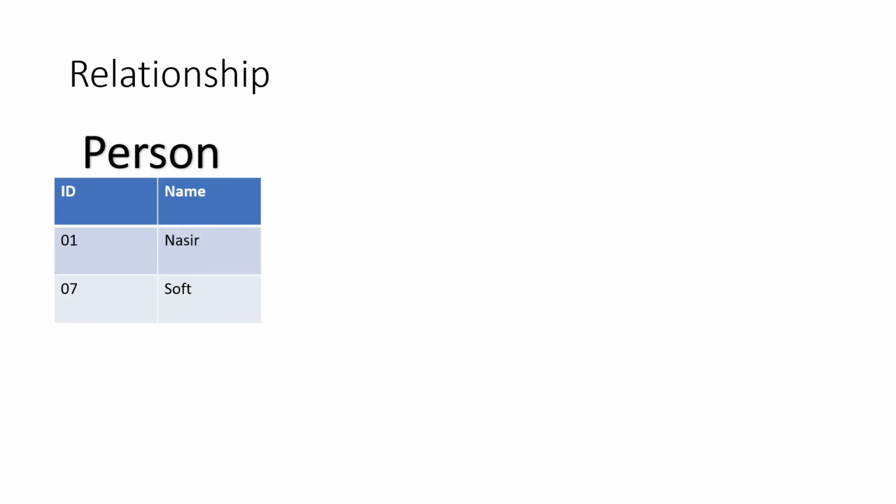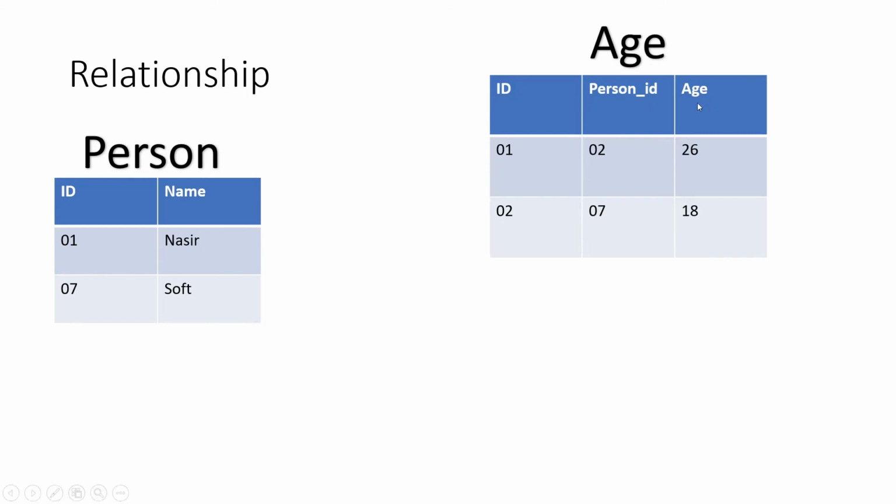For example, we have a person table with two columns: the first is ID and the second is name. The first ID is 01 and the second ID is 07, and the first name is Nasir and the second name is Soft. So we have a person table with two rows and two columns. Similarly, we have an age table with three columns. The first column is its own ID, the second is person ID, and the third is age. It has two rows. For example, the first ID is 01 and the person ID is 2. This shows the relationship with the record of ID 2 in the person table, and its age is 26.